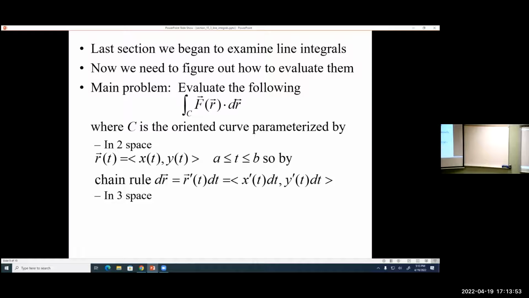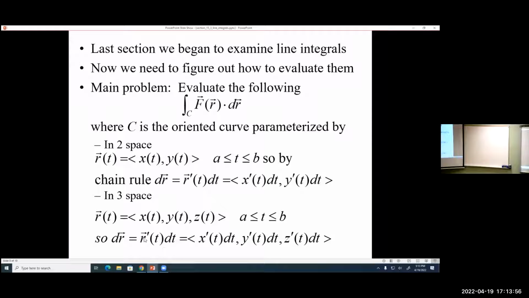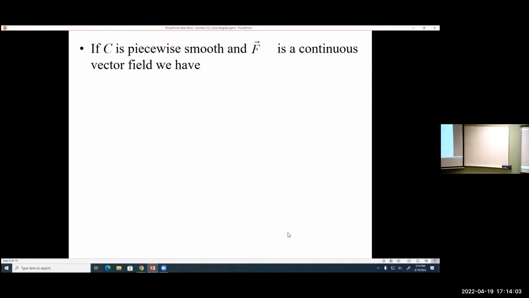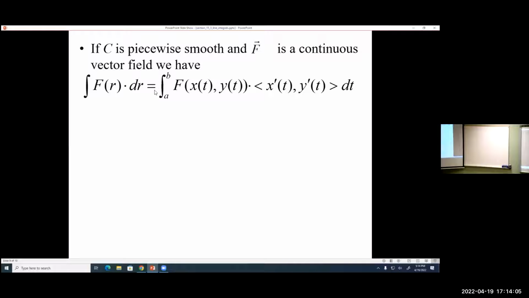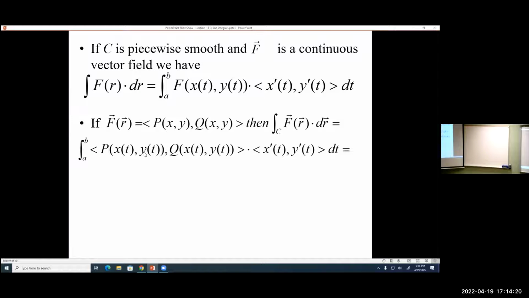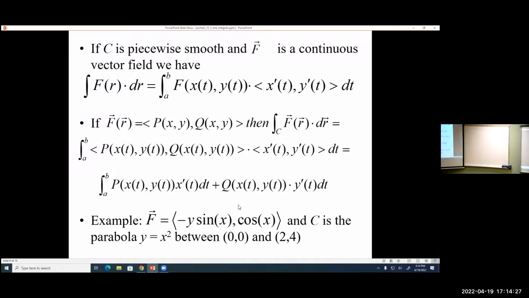In 3-space, it's the same basic idea: r'(t) is going to be x'(t), y'(t), z'(t). Okay, let's put all this stuff together. This is going to be the form we see more often than not. Like I said, a lot of times I'll just write F dot dr for shorthand. This is what's going on. So here's what it would look like all written out. All right, great. What does that mean? Well, let me show you.